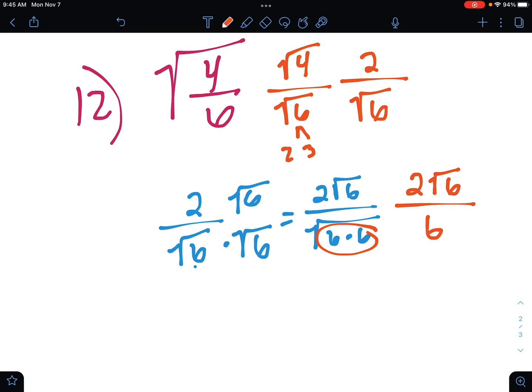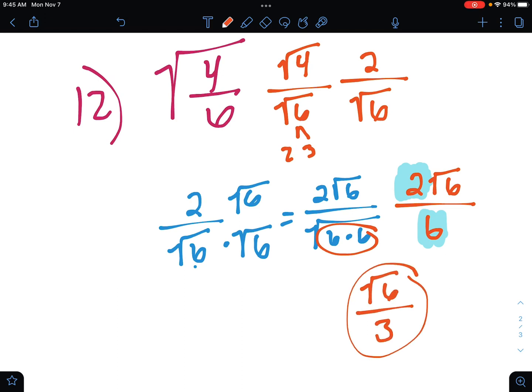Now here's the deal with simplifying. The 6 on the bottom is not inside a radical. So if you're going to simplify, you have to look on the outside of the radical on top with the number that's not in a radical on the bottom. This one does simplify. We can pull a 2 out of top and bottom to get radical 6 over 3.